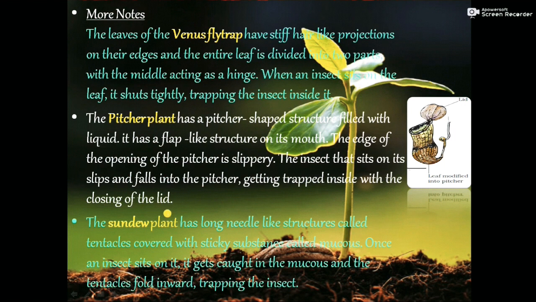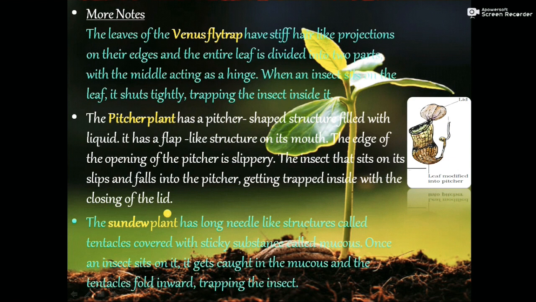Different insectivorous plants modify their body parts differently. So let's learn about the different modifications of insectivorous plants. First, the Venus flytrap plant. They modify their leaf. In their leaf, strip hair-like projections are present on the edge. The leaves are divided into two parts. The middle part acts like a hinge. Whenever insects sit on the leaf, it shuts tightly and traps the insect.